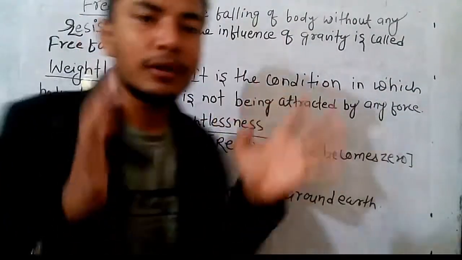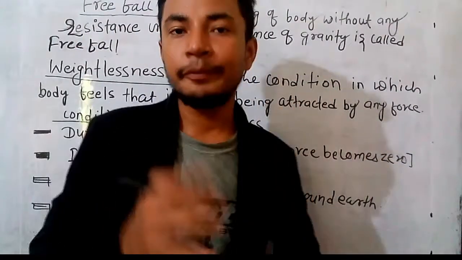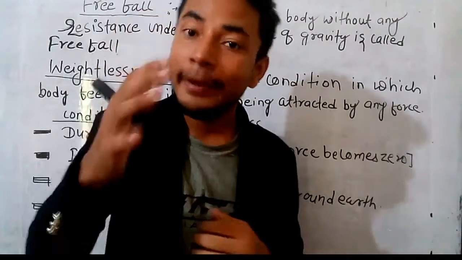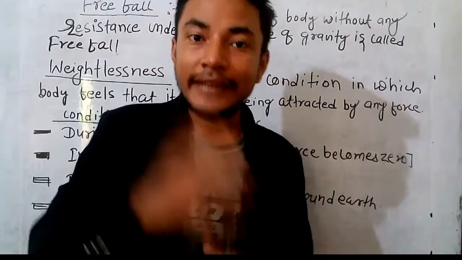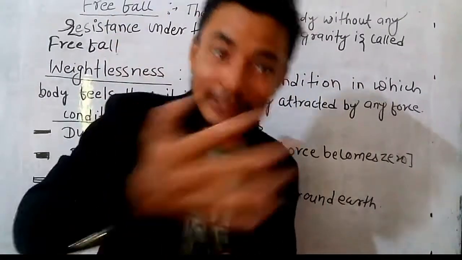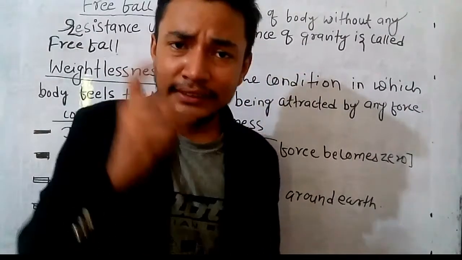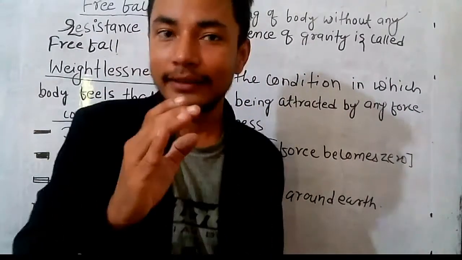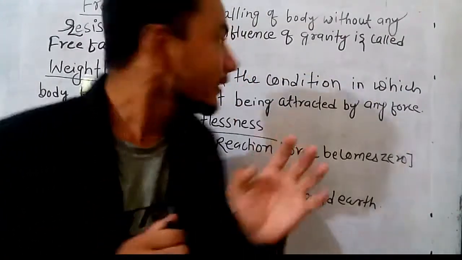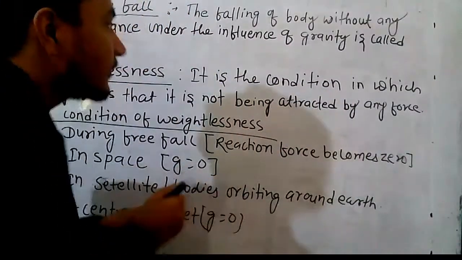So guys, there is a problem about free fall. Does free fall occur on earth's surface or not? Because earth's surface is covered by atmosphere, air, that gives resistance to a falling body. So does it occur or not? Let's see. When we neglect the resistance offered by air, in that condition free fall occurs on earth's surface.